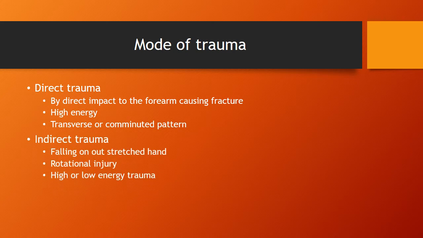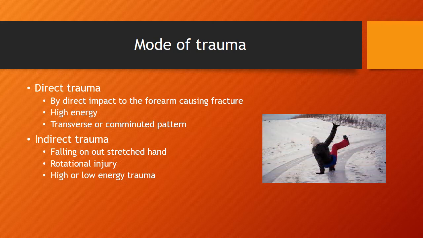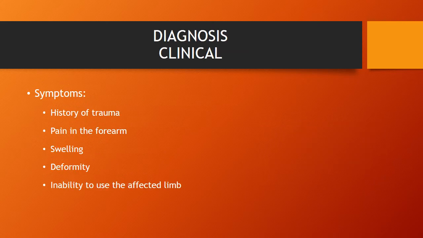In indirect trauma, we have something like falling on an outstretched hand or a rotational injury. Indirect trauma means that the trauma is applied away from the site of the fracture, unlike direct trauma. Here, falling on an outstretched hand is the more common, and the rotational injury will result in what's called a spiral fracture pattern. It may occur through high or low energy trauma.